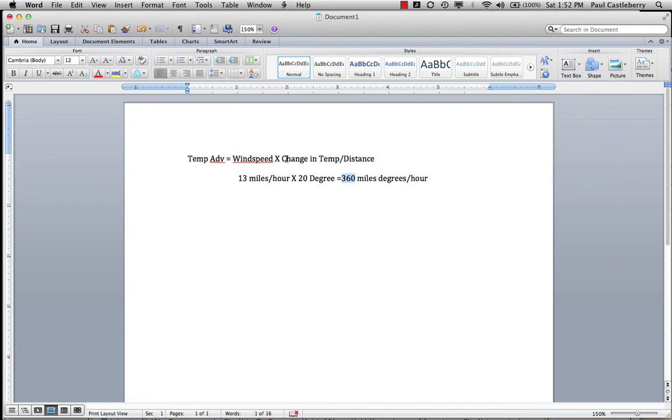If you take your wind speed times the change in temperature, and that number is at least equal to, or greater than 100, then you have significant advection. Now this isn't calculating out the entire equation of advection. I'm just giving you a quick kind of rule of thumb that you can use. Take the wind speed times change in temperature, and if that's greater than 100, then you have significant advection. If it's not, then you do not.